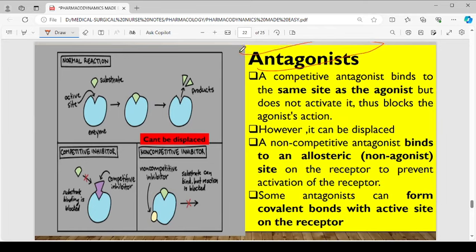Antagonists could be competitive or non-competitive. Competitive is like in this case here, where the substrate binding is being blocked. The agonist and the antagonist share the same binding site. For this case, you can see that it's the same binding site.